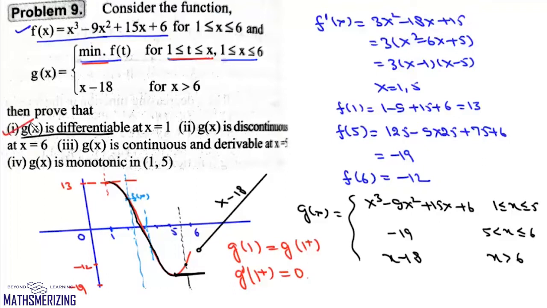Now the second part: g(x) is discontinuous at x equals 6. At 6 negative, the value is minus 19. At 6 positive, the value is minus 12. So this function is discontinuous at x equals 6.